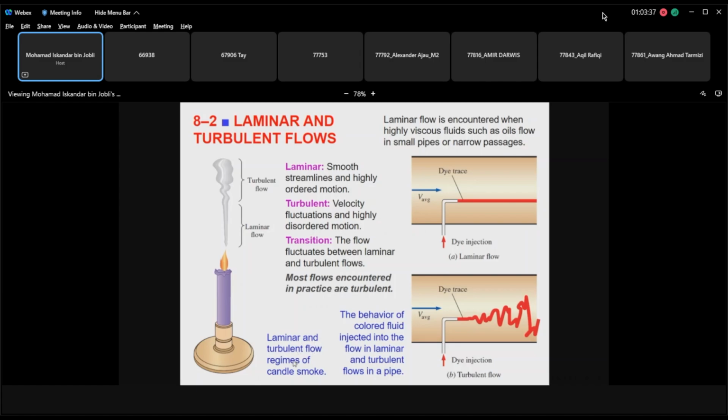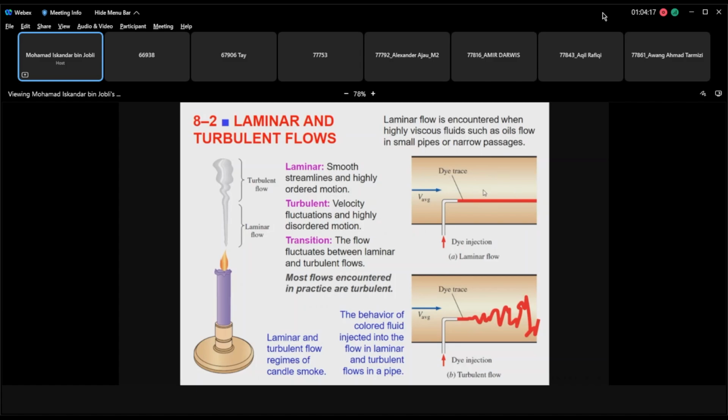Here are the laminar and turbulent flow regimes of candle smoke. You have laminar flow and you have turbulent flow. This is the experiment that we can use in order to evaluate the regime of the flow. We have this in lab four, which I think you shall do in year three now, they just changed that. You have a device we call the Reynolds number experiment.